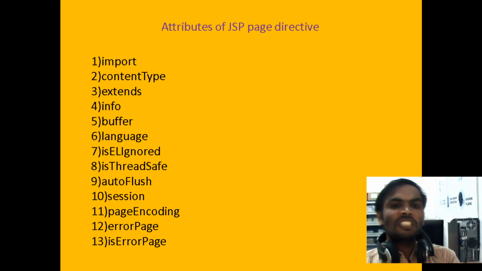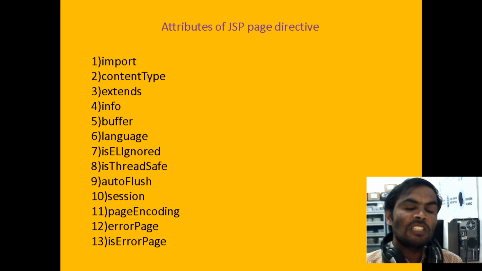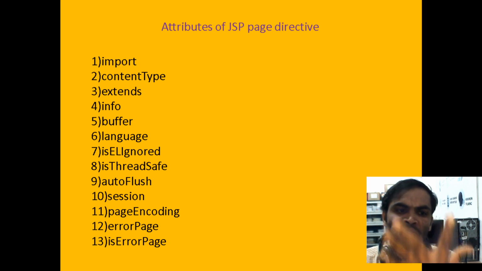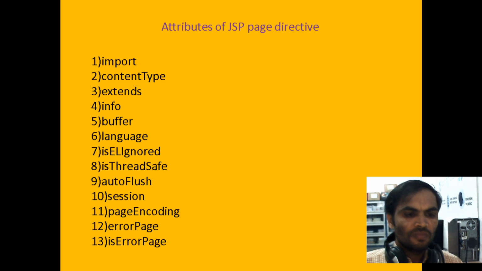For 2 marks, this is very important: under the page directive, can you list some of the attribute names? Import, contentType, extends, info, buffer, language, isThreadSafe, session, autoFlush, pageEncoding, errorPage, isErrorPage. These are the attributes available.